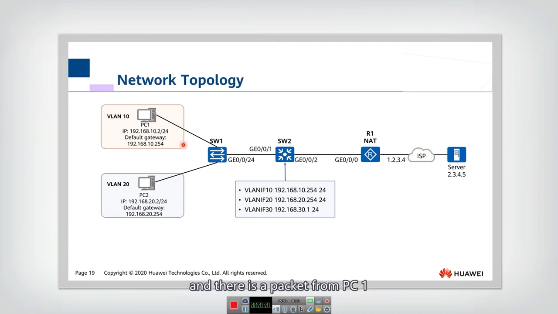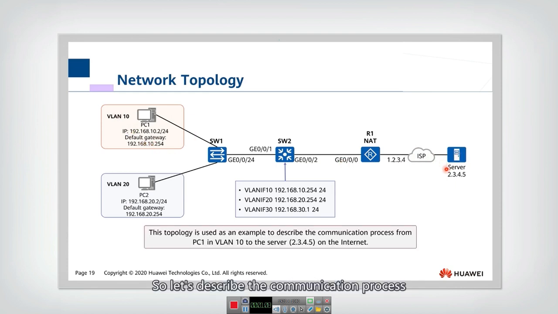And there is a packet from PC1 which wants to communicate with the server. So let's describe the communication process from PC1 in VLAN 10 to the server 2.3.4.5 in the internet. This is the physical network topology of this network.